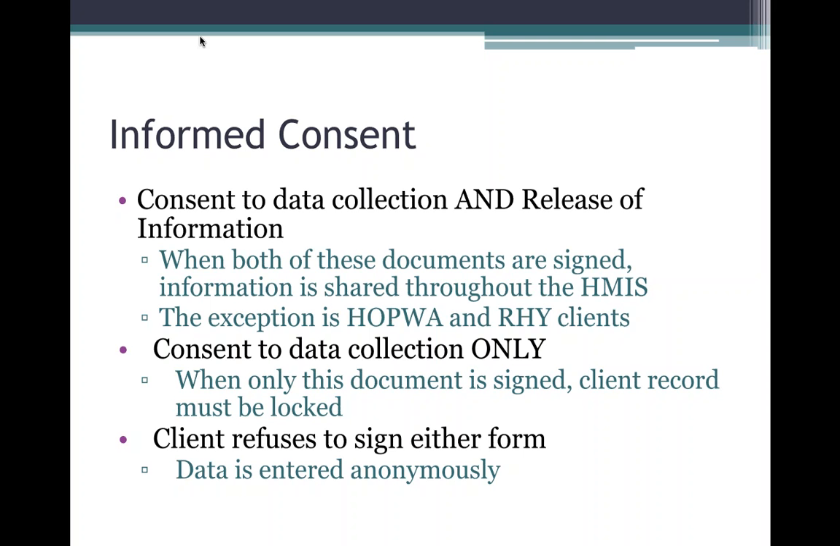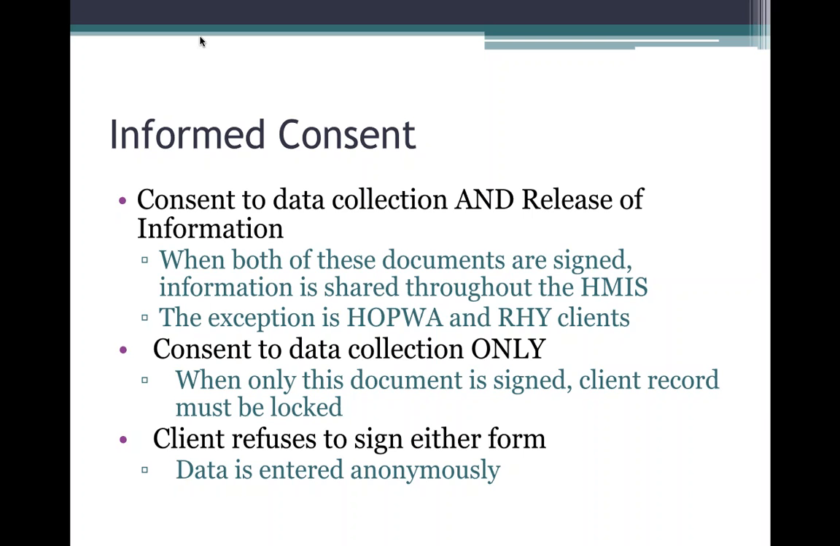If a client refuses to sign the consent to data collection or the release of information, they refuse to sign both forms, in that case, you would enter their data what we call anonymously. The feature really is unnamed. So when you enter a client as anonymous in ServicePoint, it provides them with a unique identifier and does not include their name. Above and beyond that, in our CoC, we ask that you not enter any personally identifying information for a client that is entered anonymously.